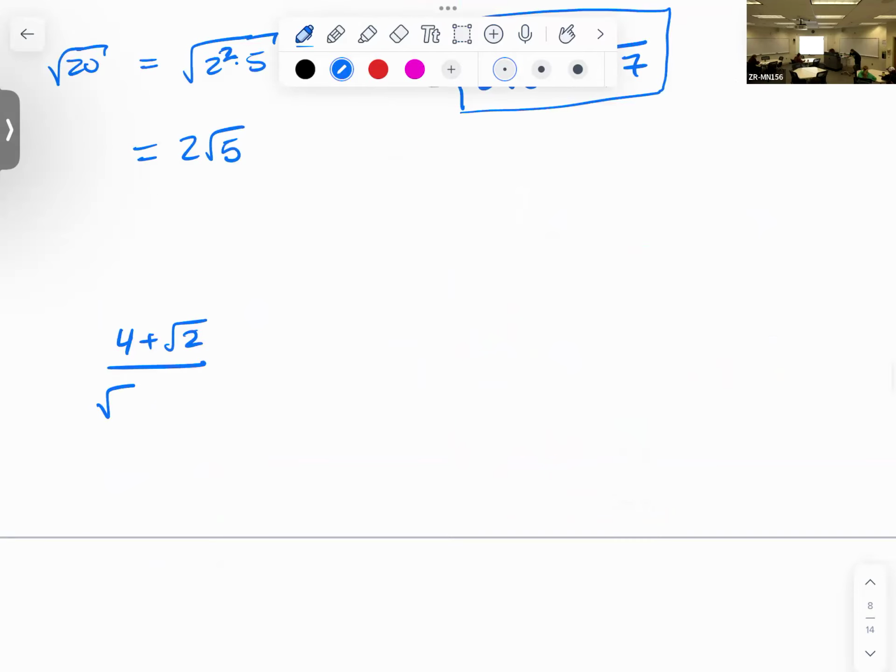Root 5 minus root 2. So rationalize the denominator. Radicals in the denominator means I have negative exponents. That's something we don't want, so that's why we're always going to be rationalizing the denominator. We want everything to be positive exponents or radicals in the numerator.